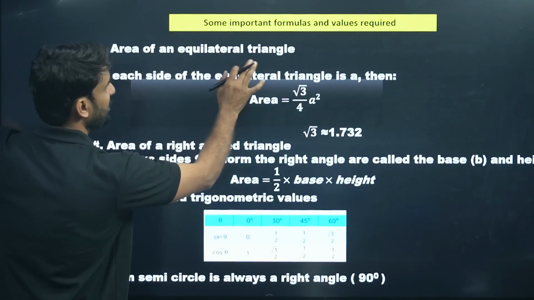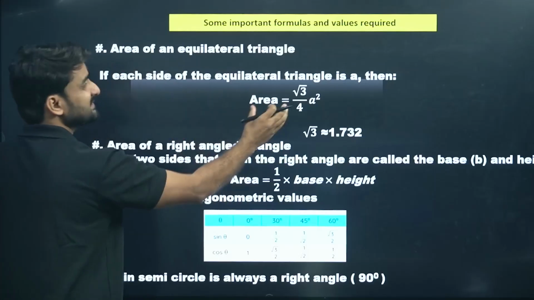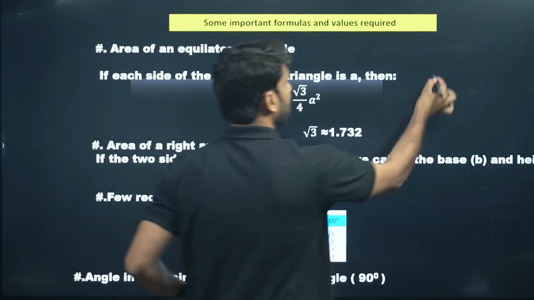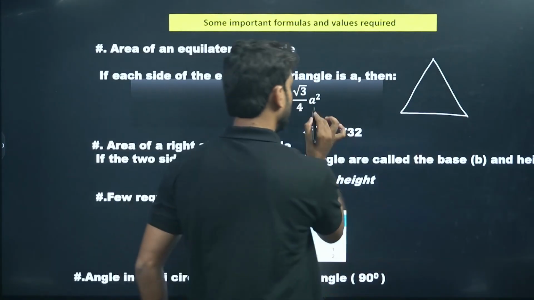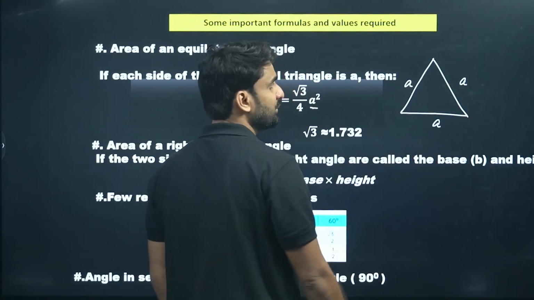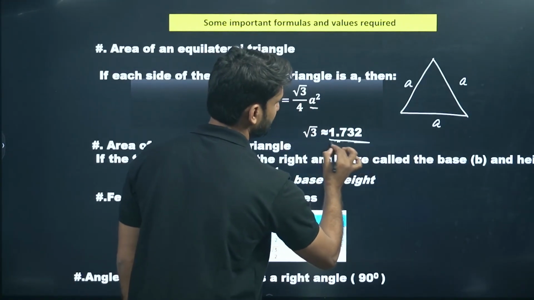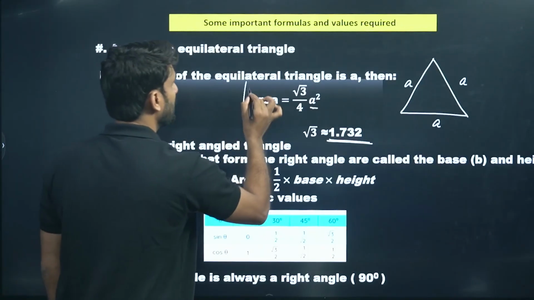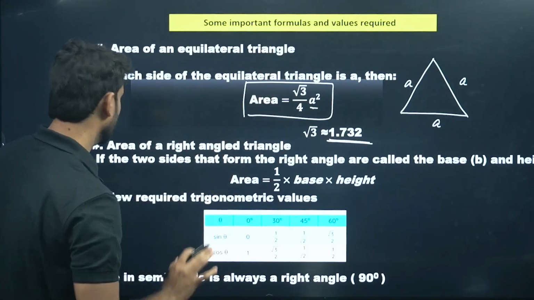So first, the area of an equilateral triangle. Please keep this formula in mind. The area of an equilateral triangle is root 3 by 4 a square. We know an equilateral triangle is the triangle in which all sides are equal. So here a is the length of the side of the triangle, so we can use this formula. And make sure the value of root 3 is approximately 1.732, right? Keep it in mind: root 3 by 4 a square, where a is the side length of the equilateral triangle.